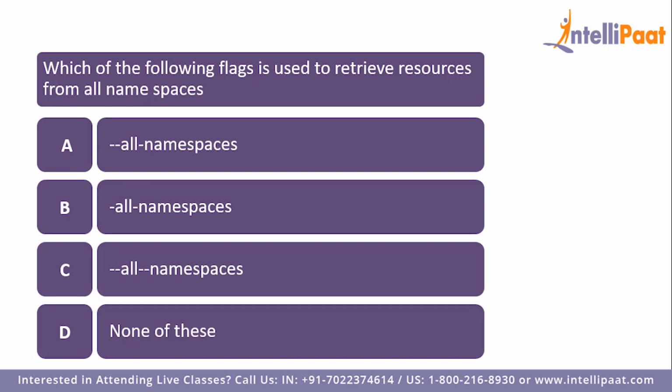So is it A, hyphen hyphen all hyphen namespaces? Is it B, hyphen all hyphen namespaces? Is it C, hyphen hyphen all hyphen hyphen namespaces? Or is it D, none of these?